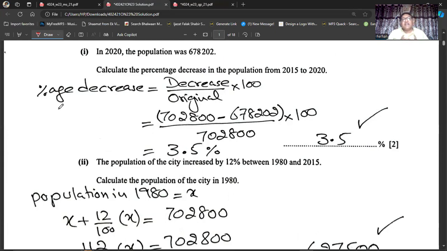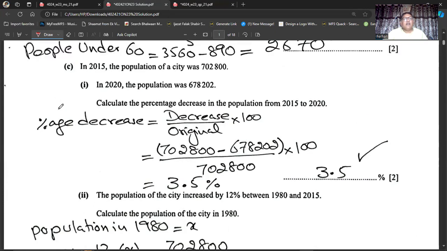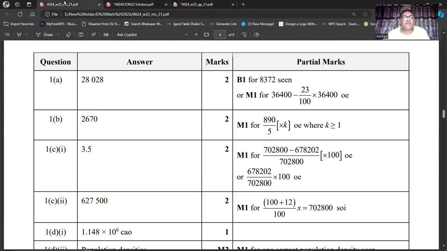So the decrease is basically 702,800 minus 678,202, divided by 702,800, multiplied by 100. When you enter these values in your calculator, you will get 3.5%. The formula is very simple: decrease divided by the original, the old value, multiplied by 100. So this is how you will do it. Our answer is 3.5%, and 3.5% is the right answer.